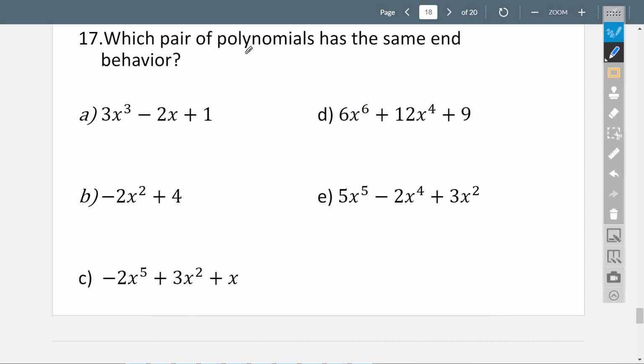Number 17, which pair of polynomials have the same end behavior? This would have to be letters A and E, because these would both have the same end behavior because they're both odd degree, 5 and 3, and they're both positive leading coefficients. If you check out B and D, those have different signs in front of them, so they have different end behavior. Even though they're both even, they have different end behavior. And letter C is odd, but it's got a negative in front, so it's got different end behavior too. A and E are the only ones that have the same end behavior.